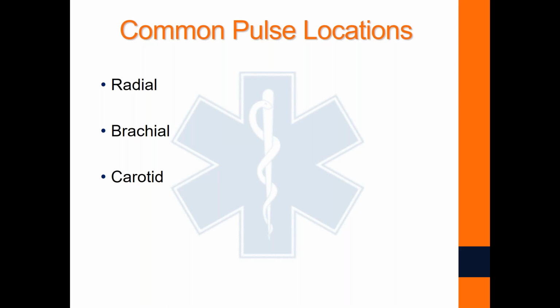So here we go. We have radial, brachial, and carotid. Somebody walk me through the process of checking a radial pulse. You could check the one on your wrist, correct? Thumb side of the wrist, and we are compressing that radial artery. Good. Somebody else give me the brachial pulse. Where are we going to check for that and how?